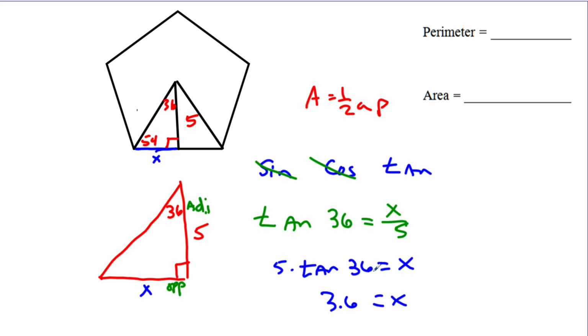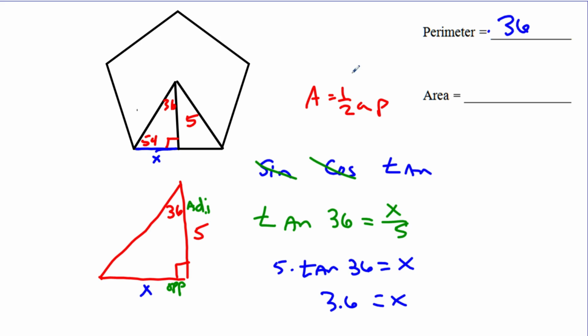And so again, let's go back to our pentagon and see what that means. Okay, so x is half of one side, so I need to take my 3.6 and double it. So I'm going to say times 2. Okay, so that's about 7.2. Then I'm going to take the 7.2 and multiply it by 5 because I have 5 sides. And so it looks like my perimeter is almost exactly 36. So let me just double check that. 3.6 times 2 times 5. Yes, that's about 36. Okay, so I'll say my perimeter is 36.